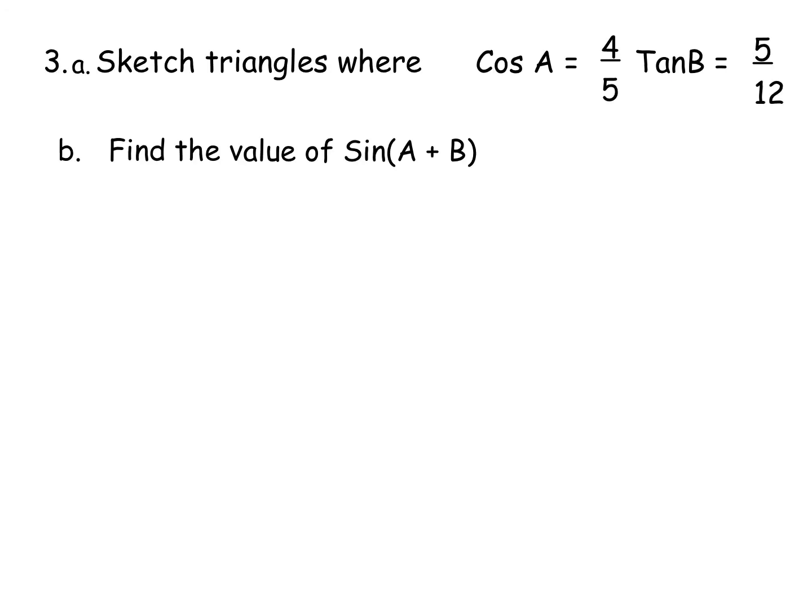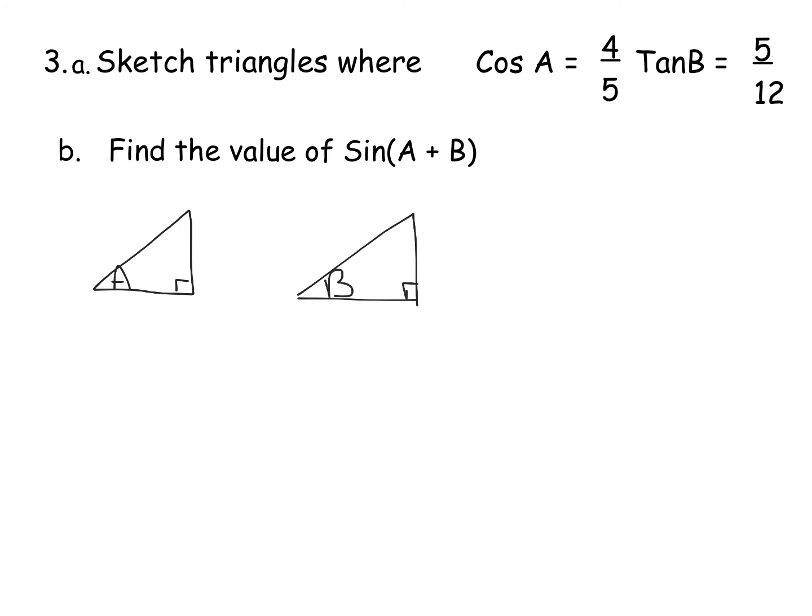Okay? The third scenario of questions are ones that come up quite a lot in the exams, and people tend to forget them a wee bit and don't know where to start. So I've started my question off by saying sketch triangles where. In an exam it'll just say cos A equals 4/5, find sine of A, or find tan of A. And to be able to do that, I think about a little triangle. So I'm going to draw two little right angle triangles. I'm going to call this one angle A, and I'm going to call this one angle B.